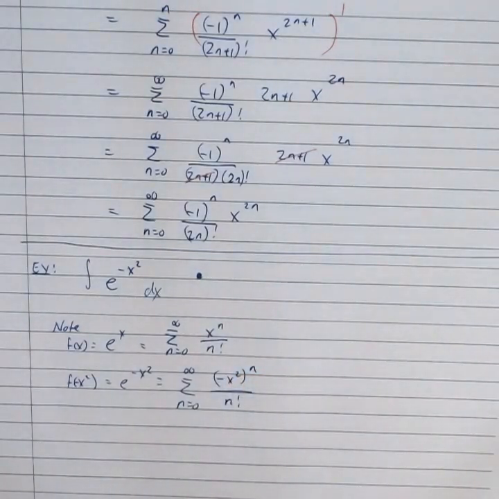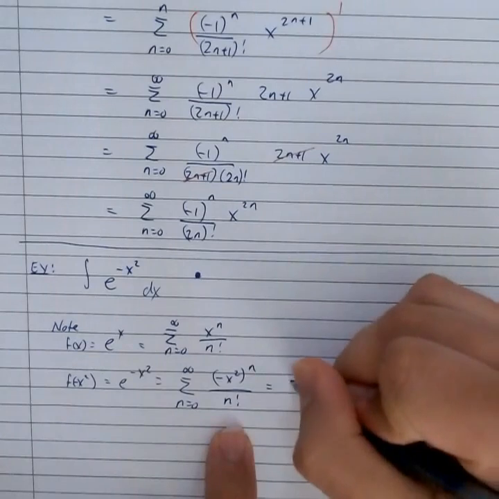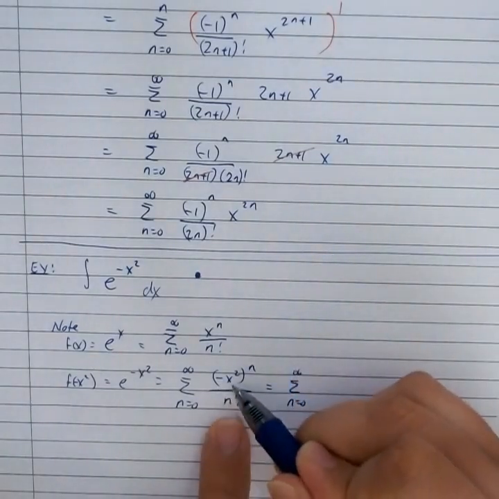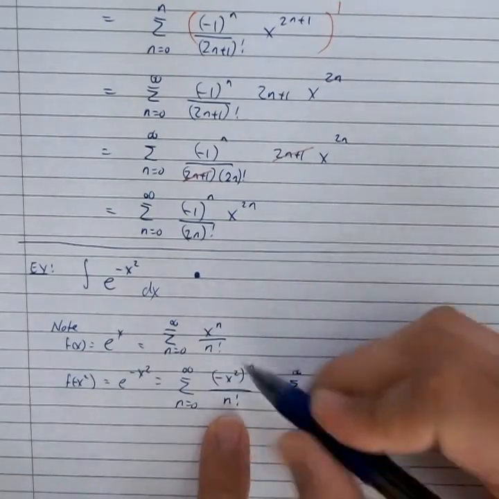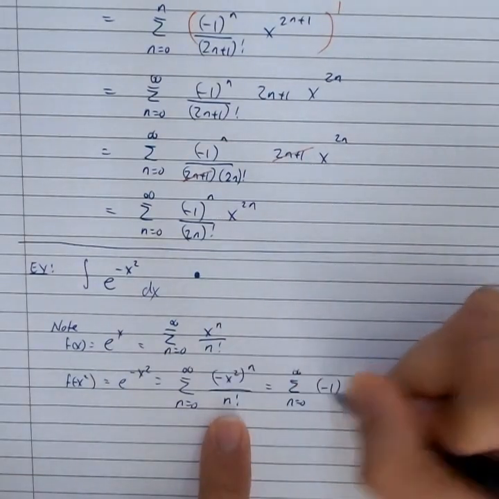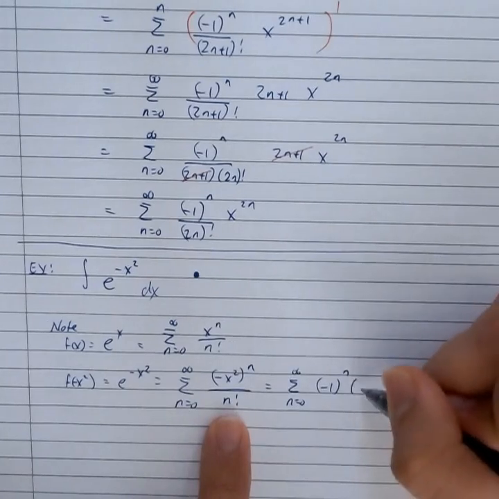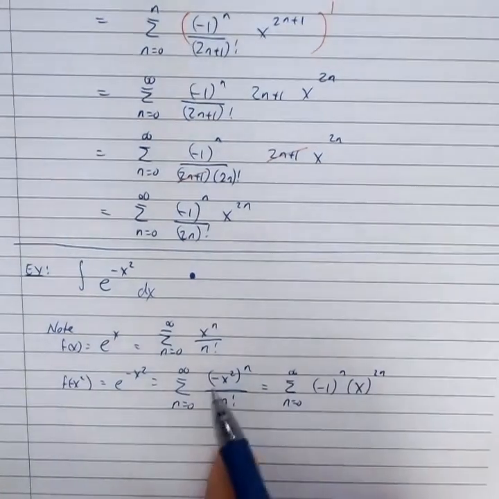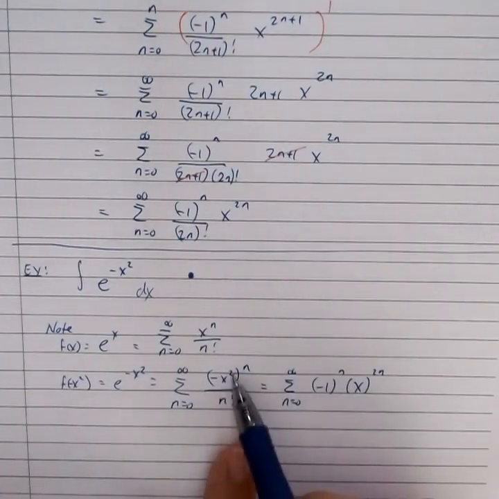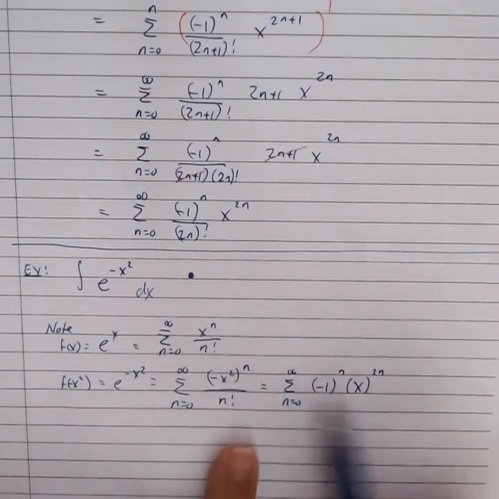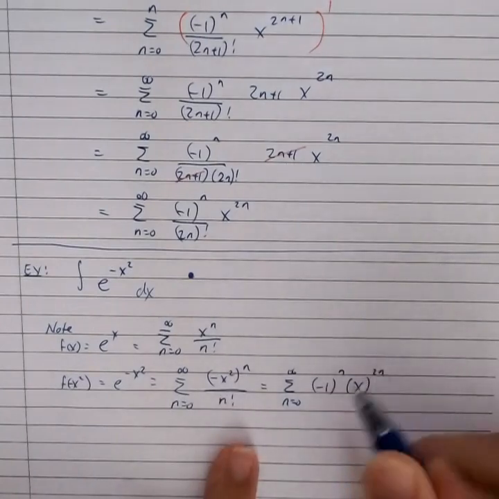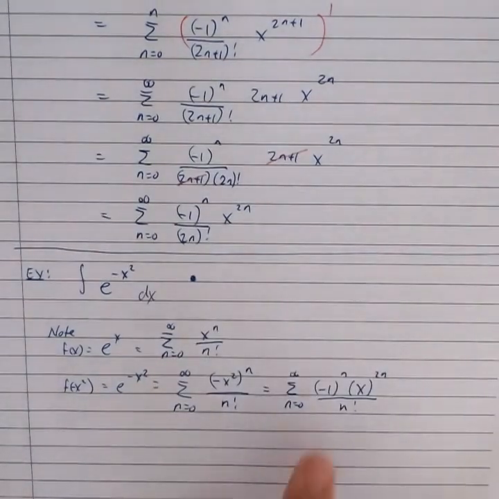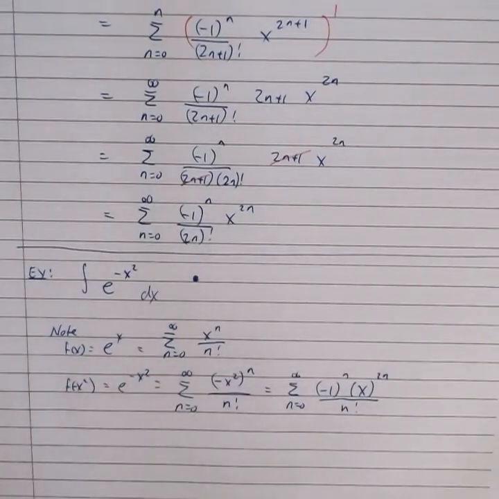Just like that. Here I can rewrite this. That's the sum as n goes from 0 to infinity. Here that's minus 1 times x squared. So let me distribute my power here. That's minus 1 to the n times x squared to the n, which is x to the 2n. All right, negative 1 to the n, x squared to the n, I will take those powers and multiply them together, which will give me x to the 2n over n factorial. Okay, so that's the power series of e to the minus x squared.